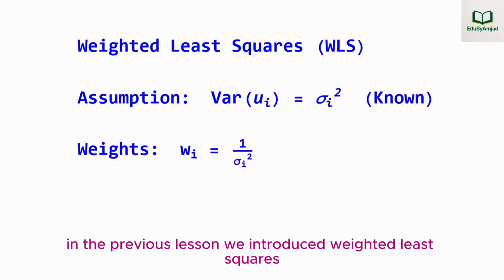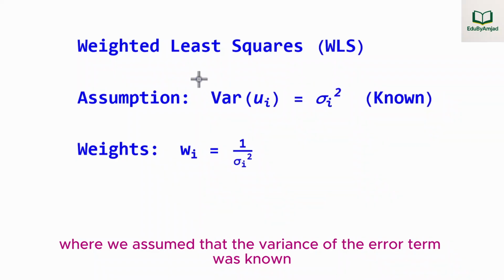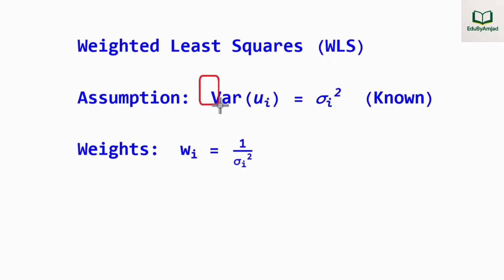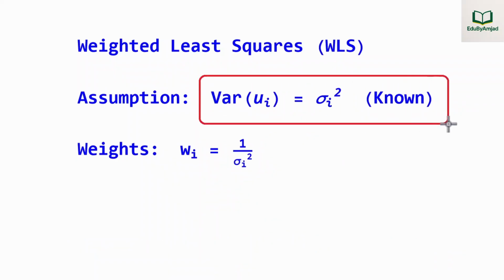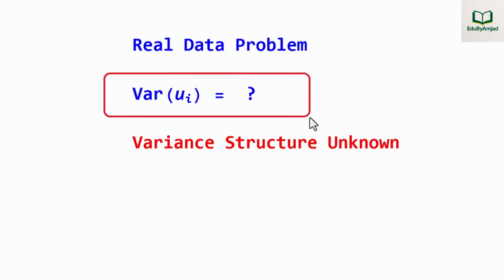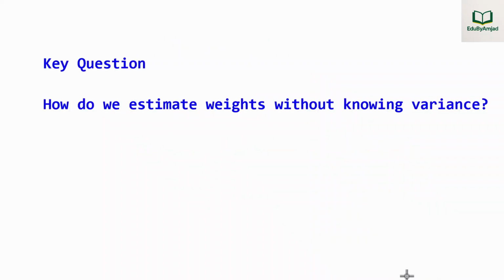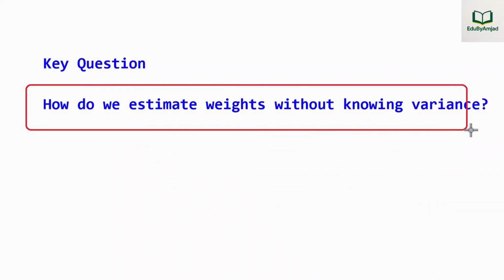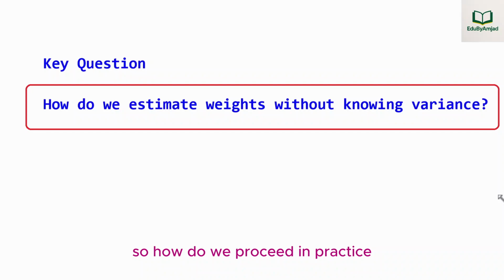In the previous lesson, we introduced weighted least squares, where we assumed that the variance of the error term was known. However, in real economic data, the variance structure is usually unknown. So how do we proceed in practice?